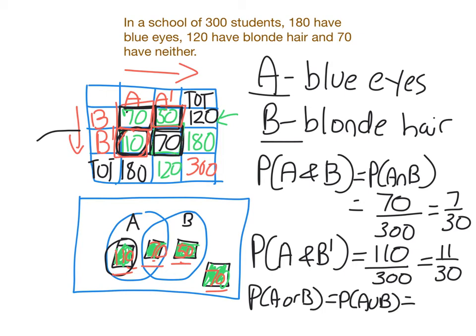It's an inclusive or. So 110 plus 70 plus 50 is 230. So there are 230 people that either have blonde hair, blue eyes, or both. And it's 230 out of 300, and again, we can simplify that. Okay, so this has just made it a lot easier to answer probability questions, the two-way table and the Venn diagram. So now we'll look at tree diagrams, which are a little different.